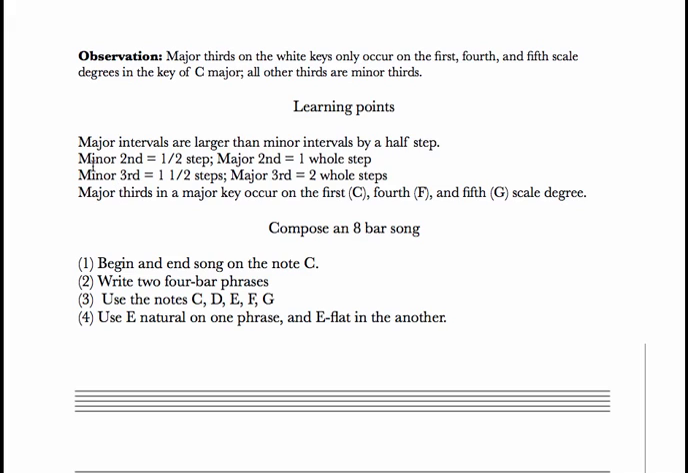I hope that you now know that a minor second is a half step, whereas a major second is a whole step. A minor third is 1.5 steps, and a major third 2 whole steps. And again, major thirds in a major key occur on the first, fourth, and fifth scale degree.